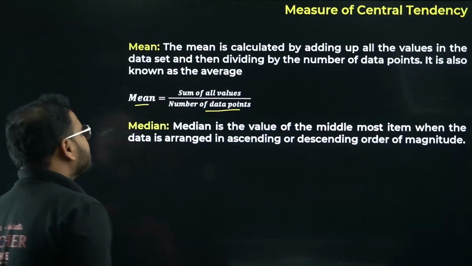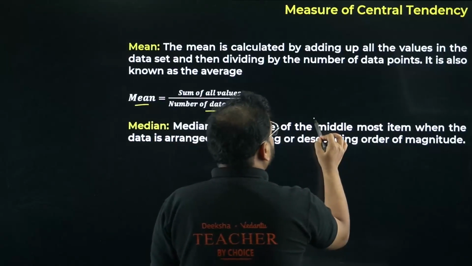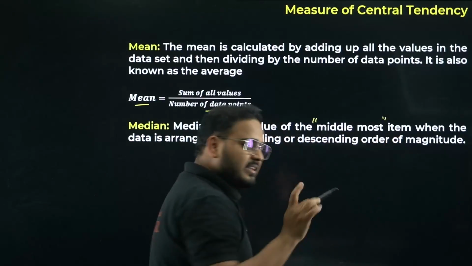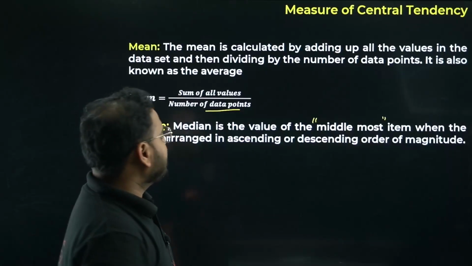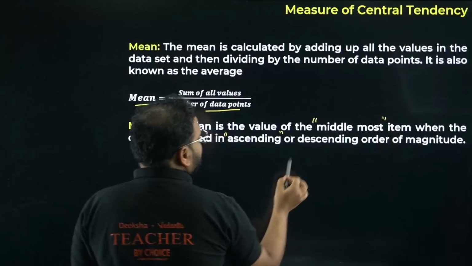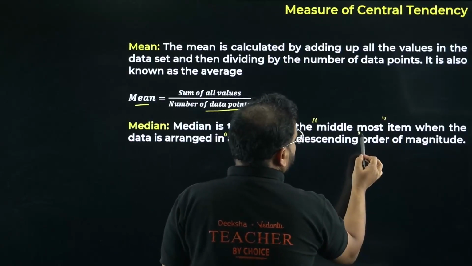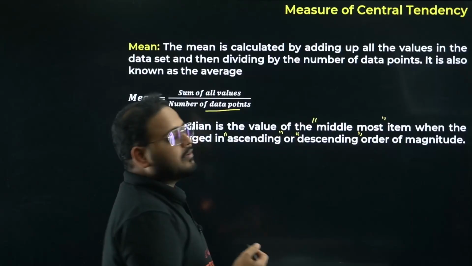Again, the median is the middlemost value of the given data set if you have arranged the data in ascending or descending order. Yes, you have to arrange the data in ascending or descending order. Once you do that, you find the middlemost value, and you can find the value of the median.